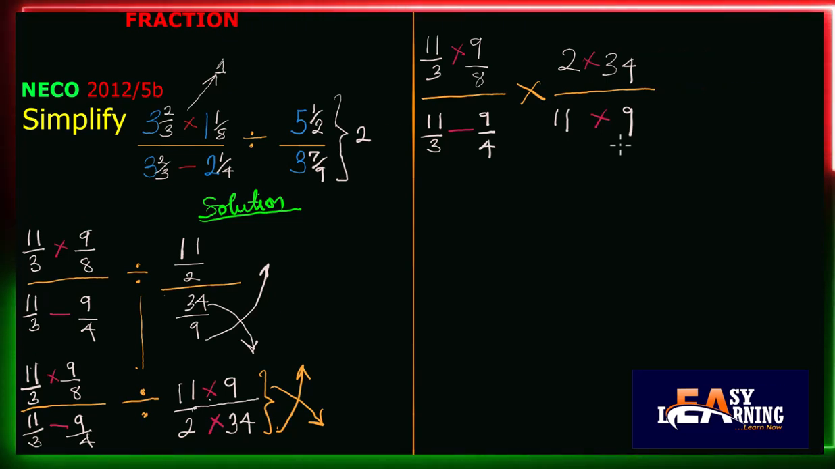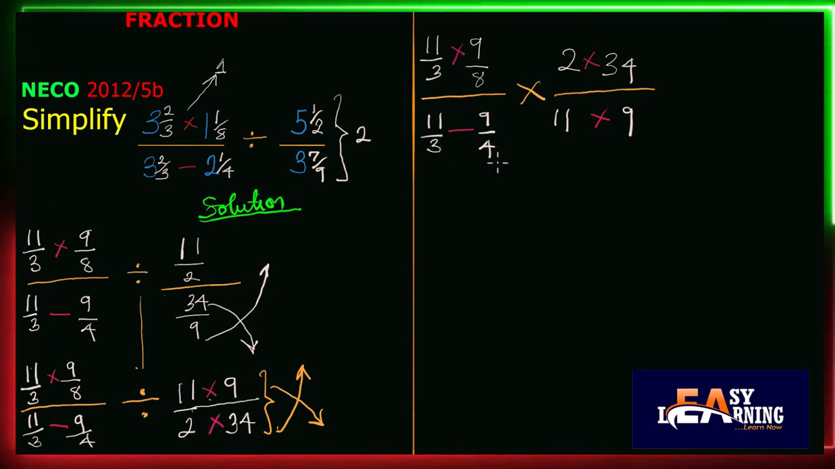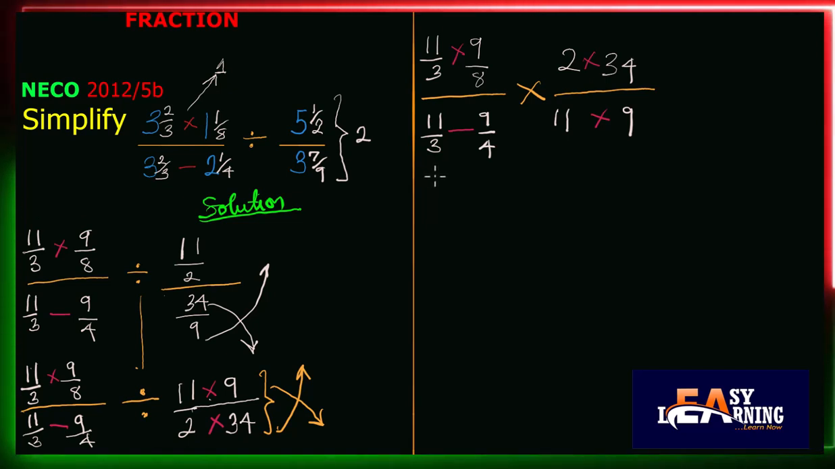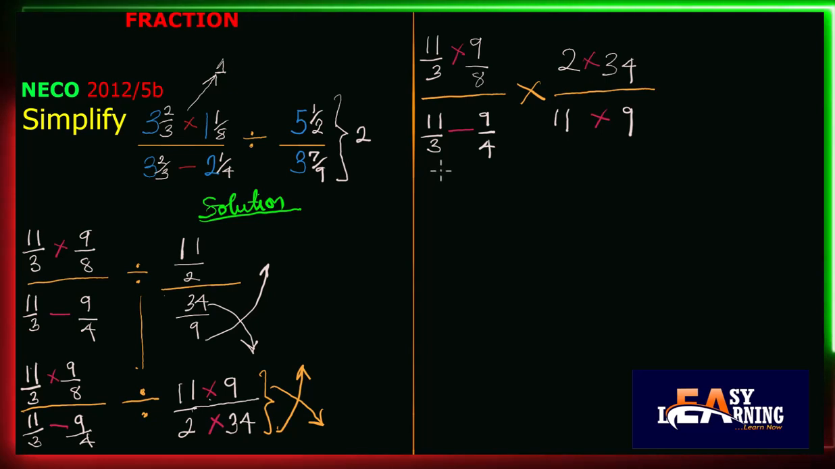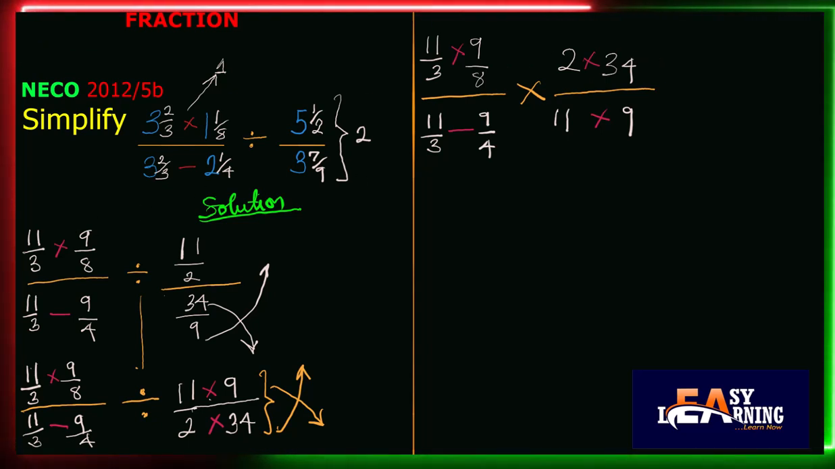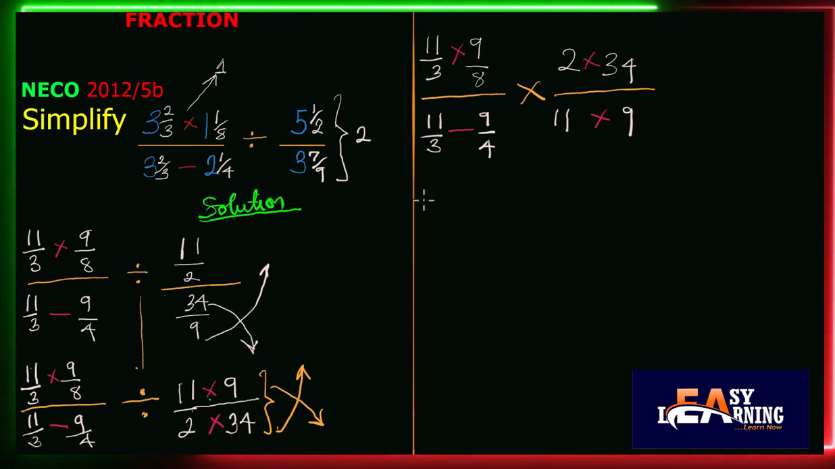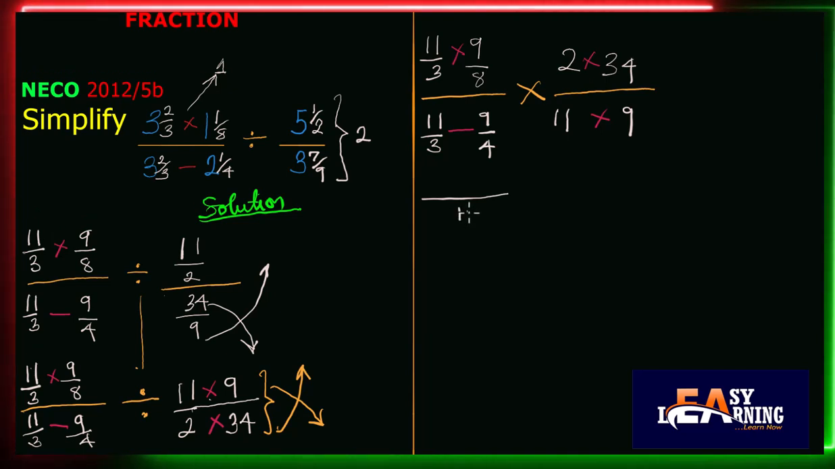Okay, so we need to finish up this right hand side so that we can have a single fraction here. And what do we need to do? It will be for us to solve this denominator here for the right hand side. And to solve it, just take the LCM of 3 and 4. The LCM of 3 and 4 is 12.